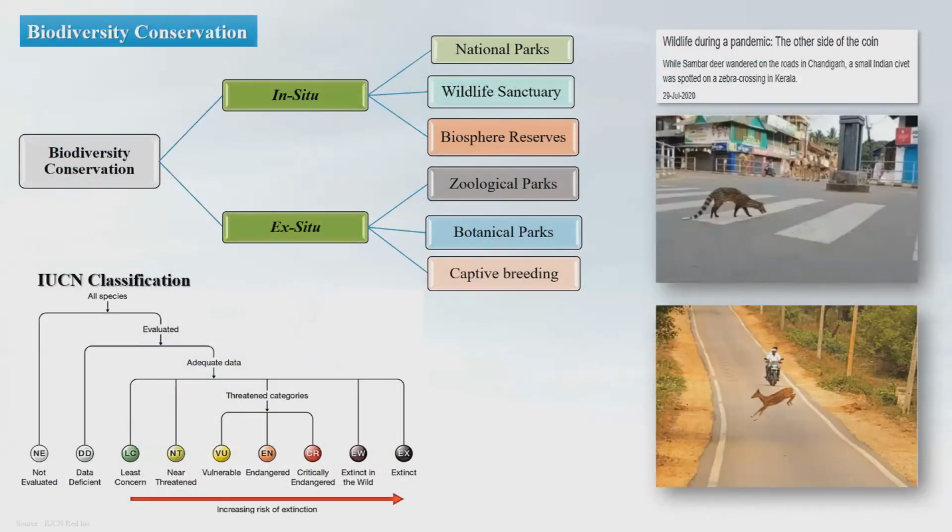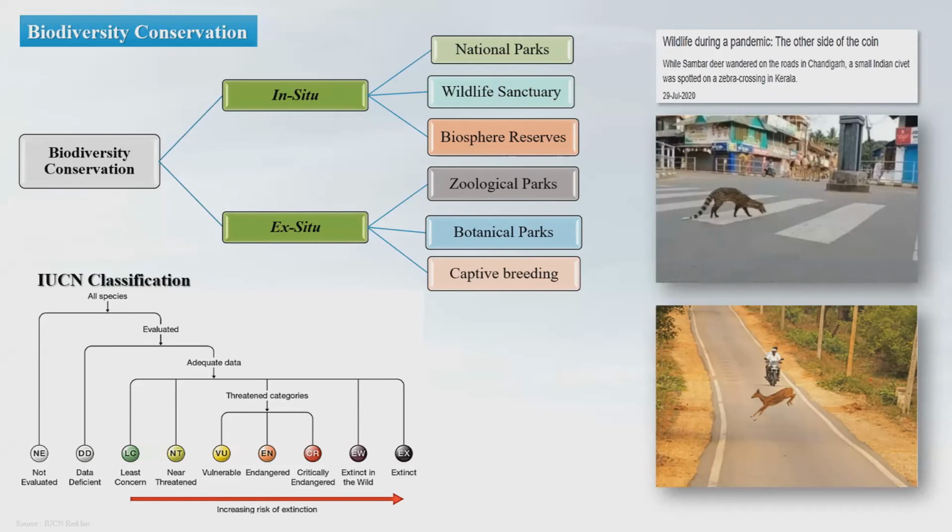Biodiversity helps to boost ecosystem productivity and reduces poverty. So there is a necessity to conserve biodiversity. It can be conserved in its natural habitat, such as wildlife sanctuaries, biosphere reserves, and national parks, or it can be conserved outside its natural habitat, such as zoological parks, botanical parks, captive breeding, and so on. The International Union for the Conservation of Nature classifies the status of individual species based on their extinction probability.